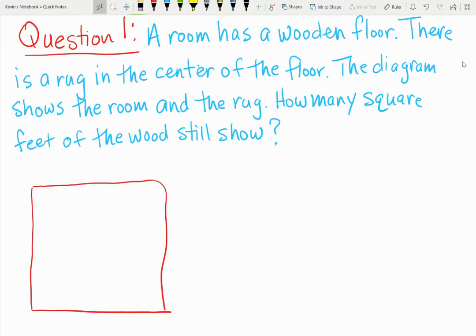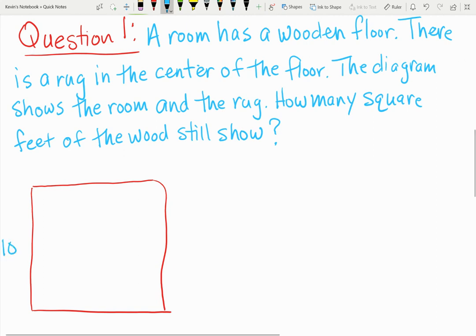of our lesson today. I'm going to go ahead and read it out loud. A room has a wooden floor. There is a rug in the center of the floor. The diagram shows the room and the rug. How many square feet of the wood still show? Now, when we do this, I need to add some dimensions. So again, imagine this is the wooden floor. This is the total surface of the floor.